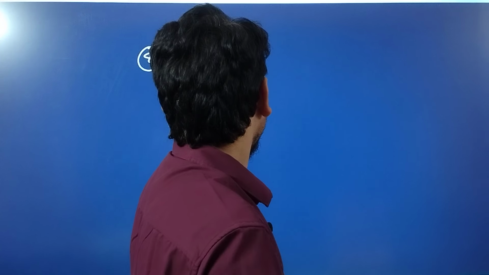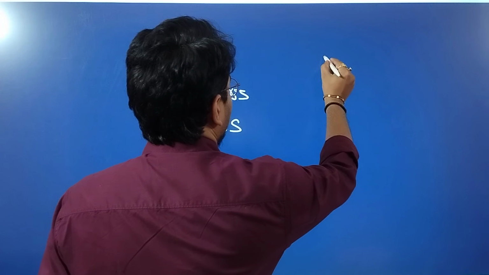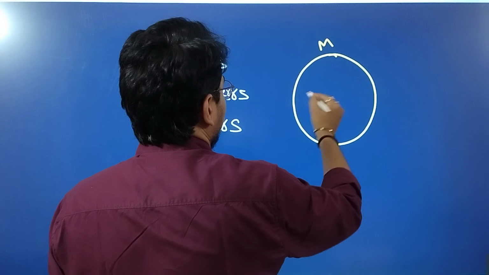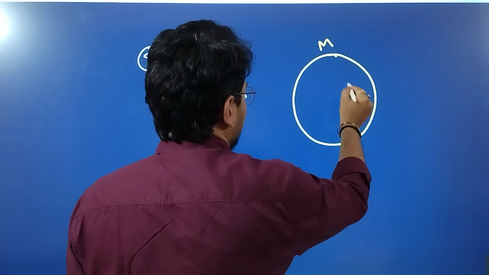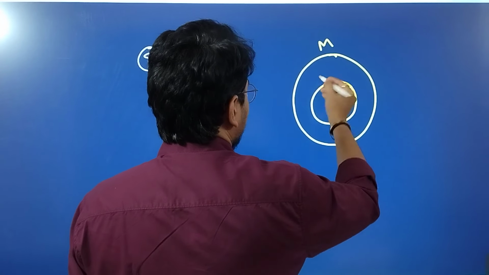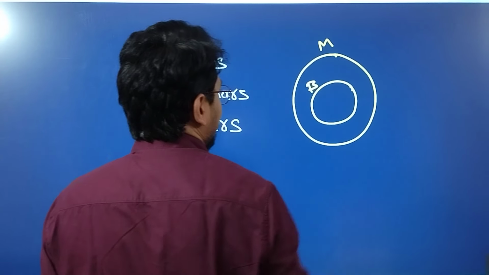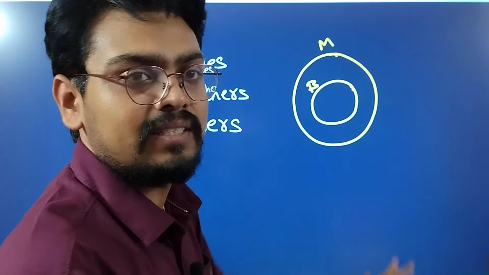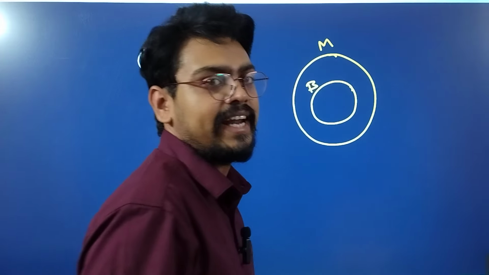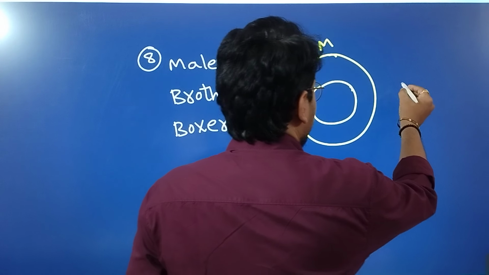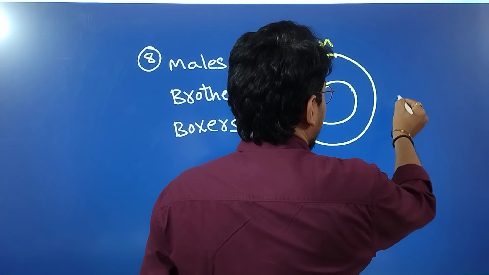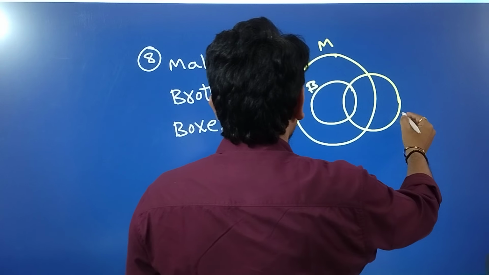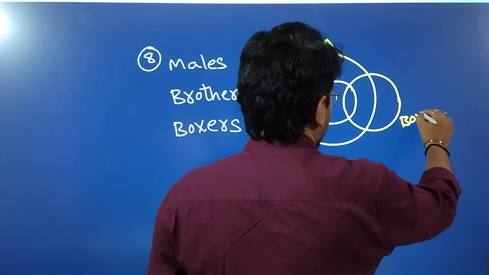We know that, say, we'll take males like this, the bigger circle. All the brothers come under males. This is also very clear. But now see, in the boxers, only a few come under males. A few hold the characters of brother. So that's why some females are there. So this circle must be out of the entire diagram, that is boxers.